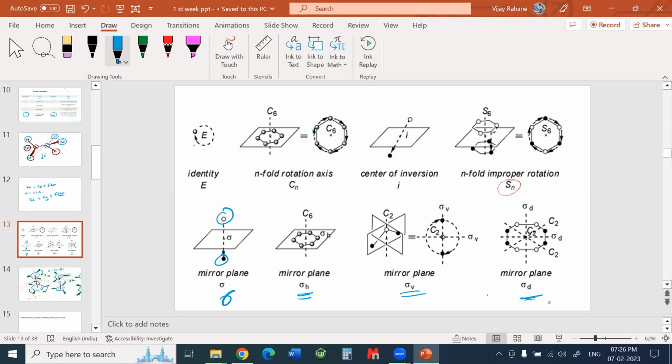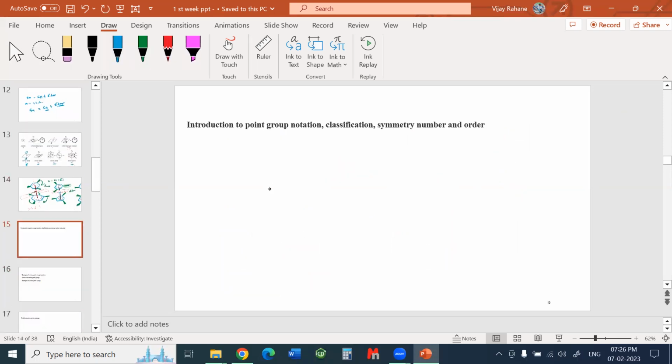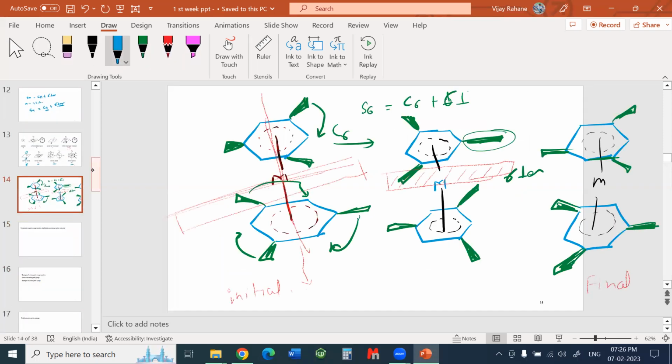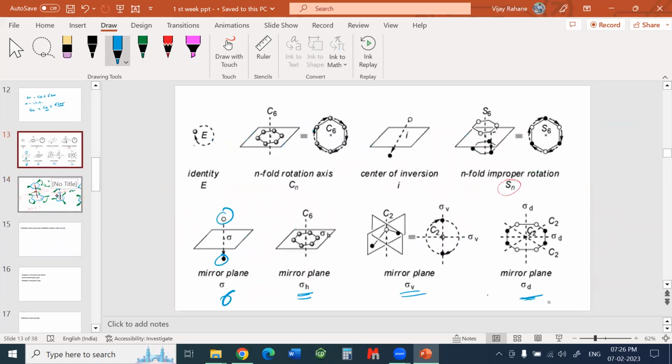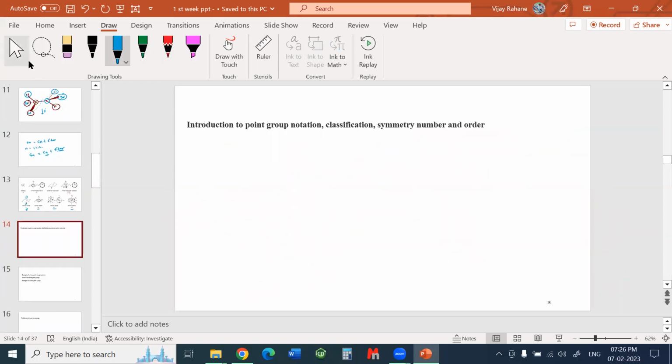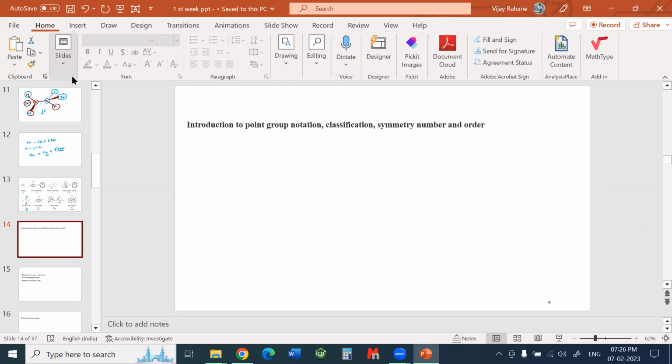Let's say here is the example of the benzene ring. In the benzene ring, I'll just add one slide.